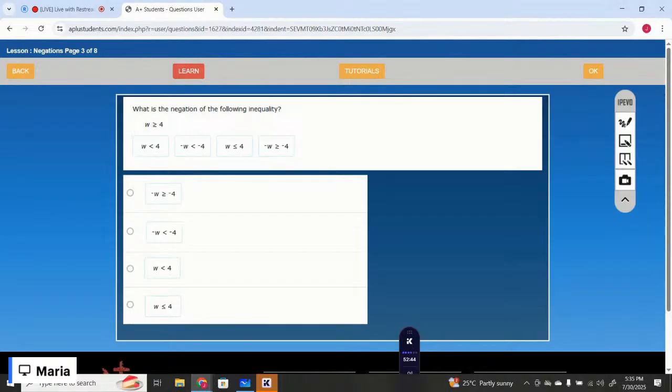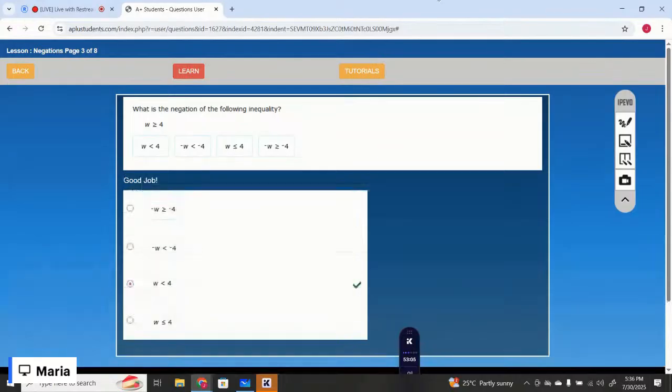What is the negation of the following inequality? W is greater than or equal to 4. So the negation is W is less than 4. Option number is the correct option.